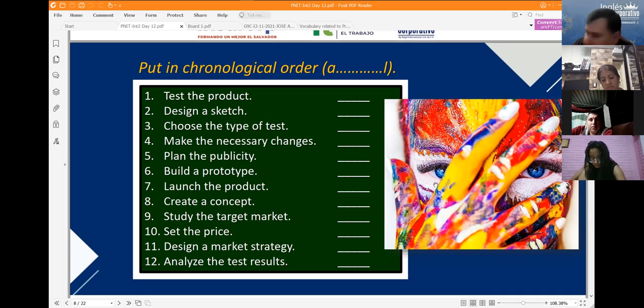What you're going to be writing in the blanks here in this order, you're going to be writing letter A, if it's the first one, letter A. The next one, B, C, D, E, etc.